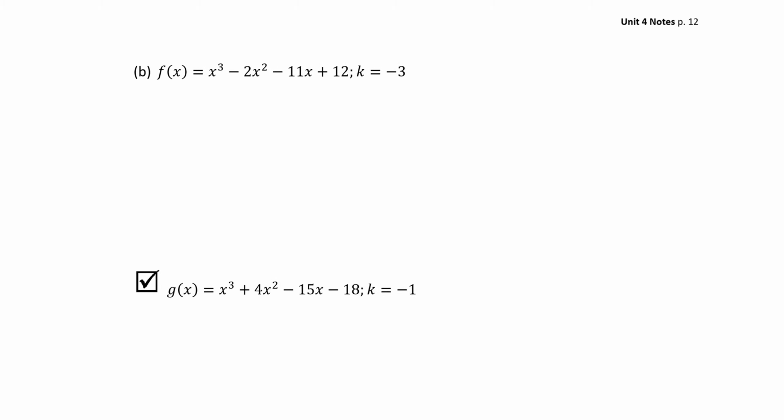This time, we're working with a degree 3 polynomial, so we can expect at most 3 zeros. We have been given 1 zero. 1 zero is negative 3. Notice we are given the k value. It says k equals negative 3. So I know that the number I put in the box is negative 3.